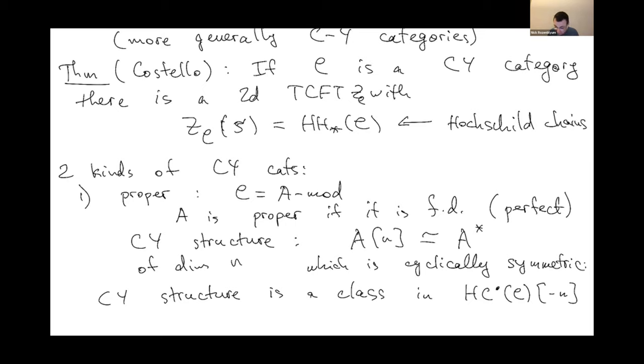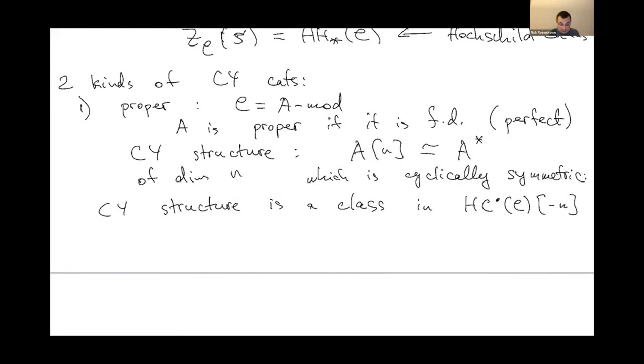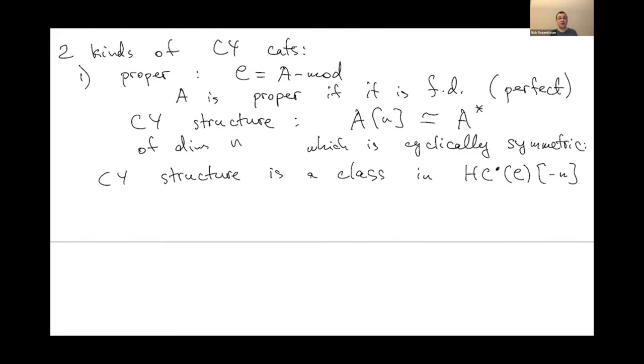Let me say it like this. Such a thing forgets to a map between A shifted by n and A dual, and there's a non-degeneracy condition that this is an isomorphism. So I won't say anything else about proper Calabi-Yau. This is the usual notion of Calabi-Yau that's maybe more familiar, where you have a Serre functor and it induces a duality on Hom spaces, or some kind of symmetric pairing on A.